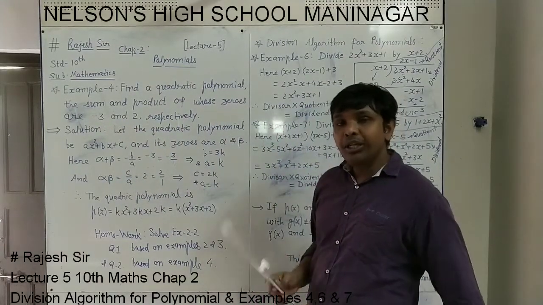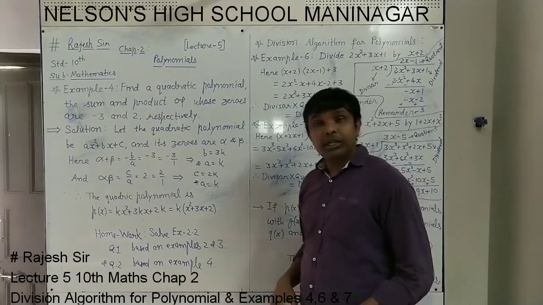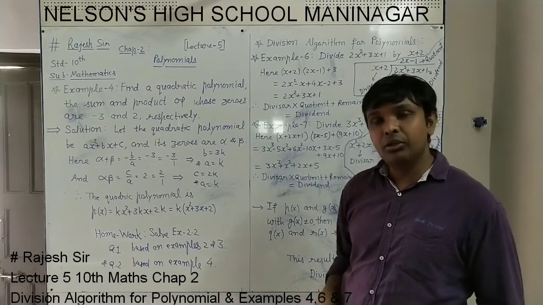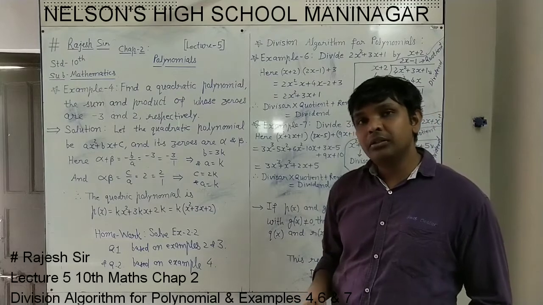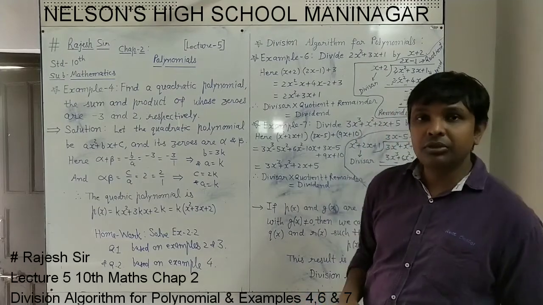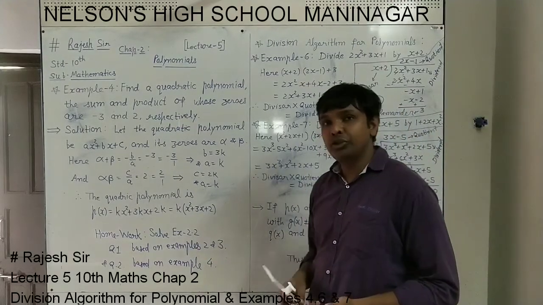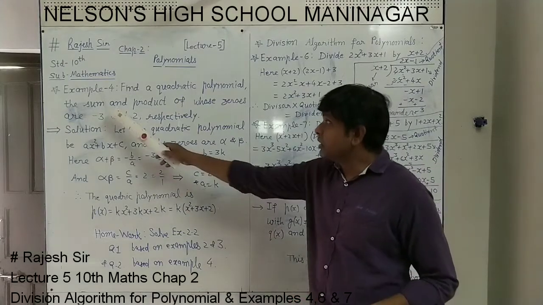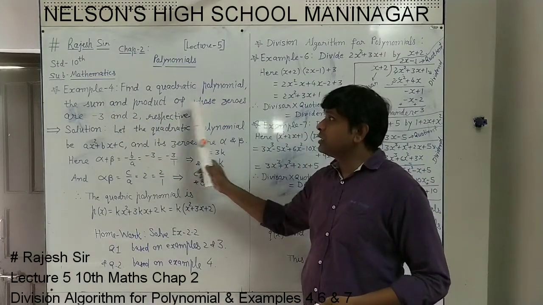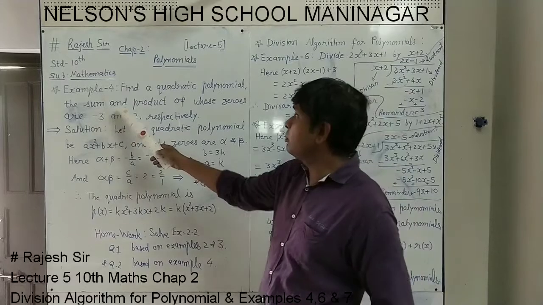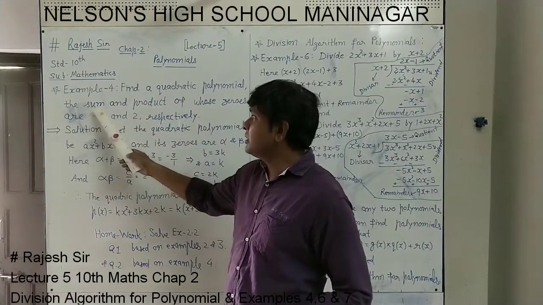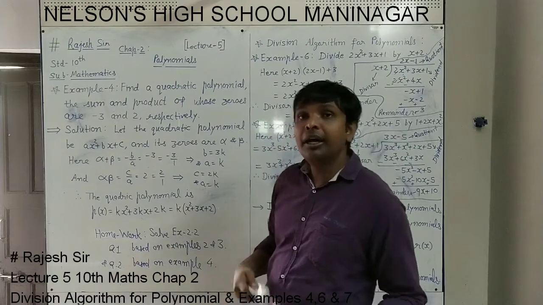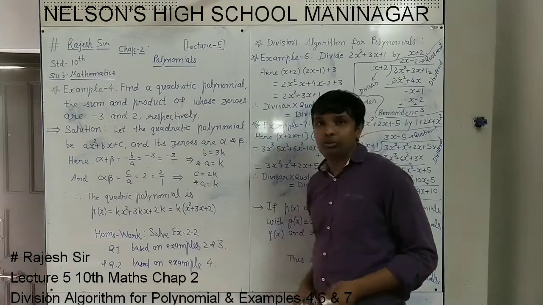In example 2 and 3, the quadratic polynomial was given and we were finding the zeros and we were verifying the sum and the product of zeros with the relation of coefficients of the polynomial. Here it is the reverse question. Sum and the product of zeros is given. Sum is -3, product is 2, and we have to find out the quadratic polynomial.